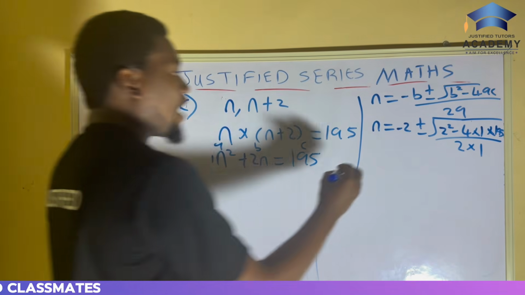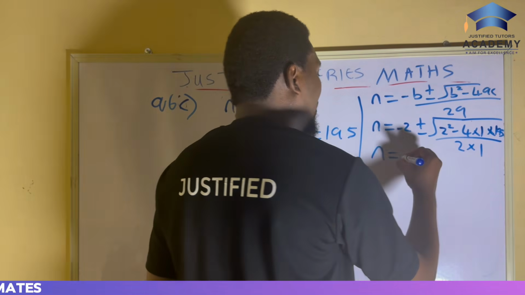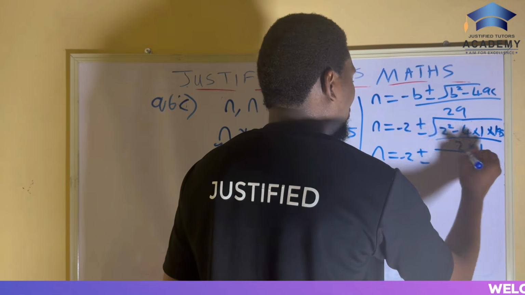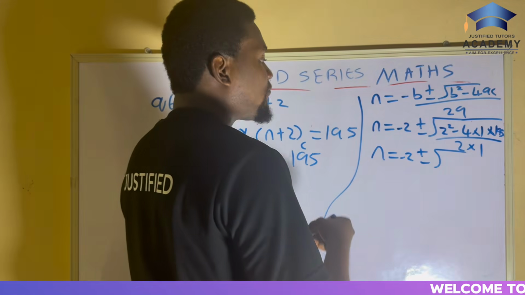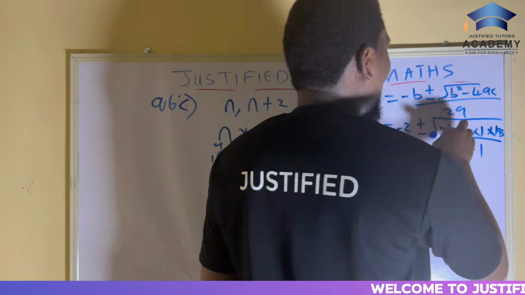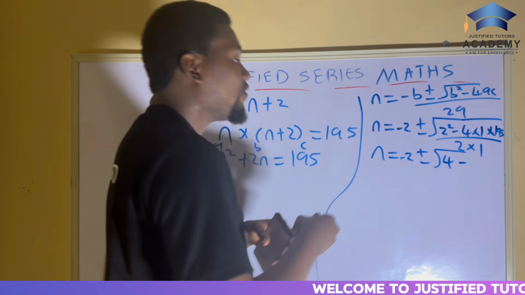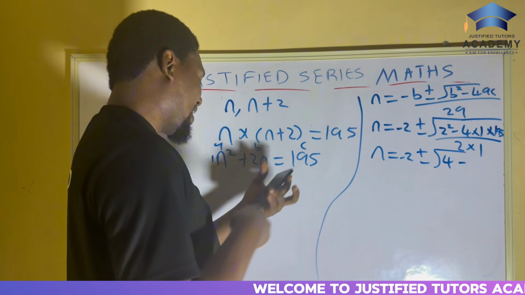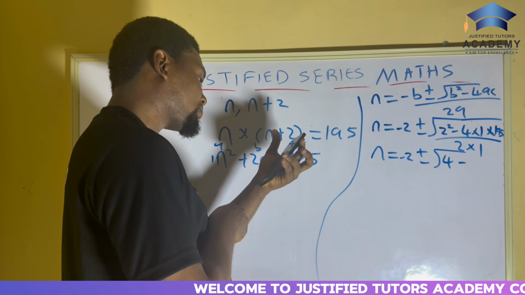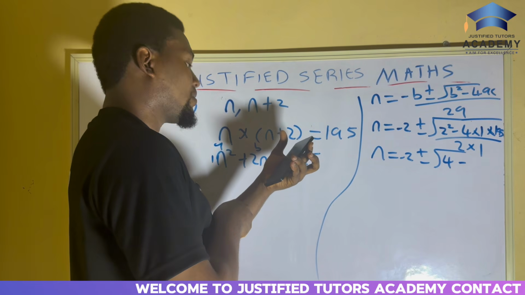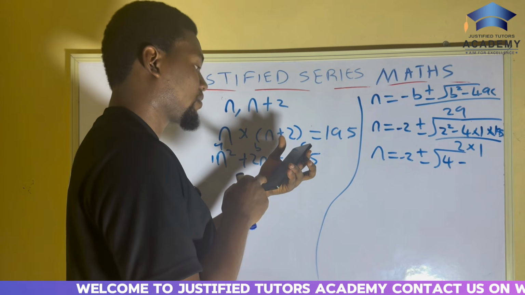Are you getting me? So we have n is equal to minus 2 plus or minus square root of 2 squared, which is 4, minus 4 times 1 times 195.